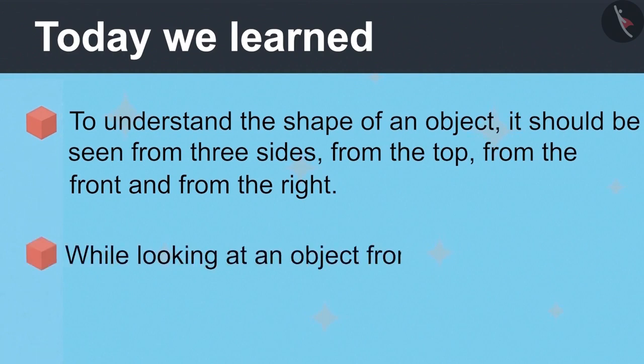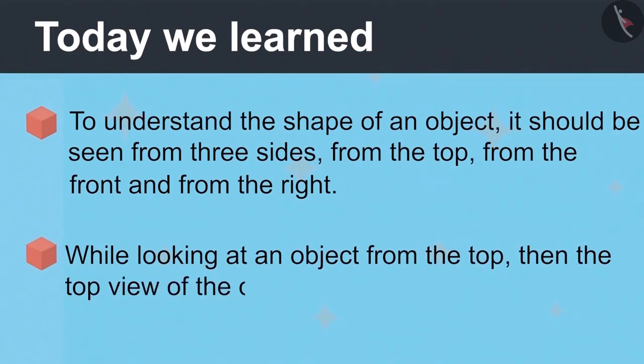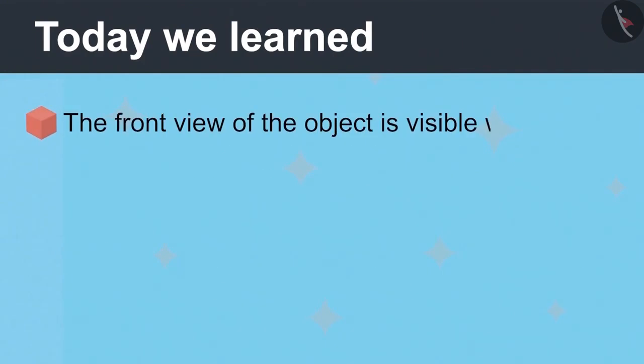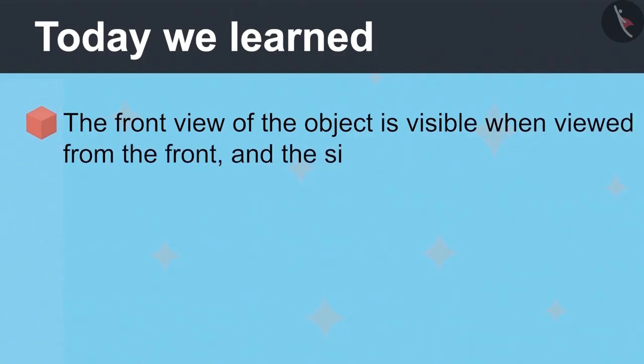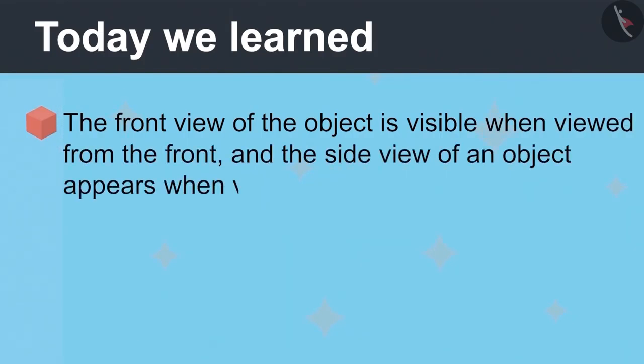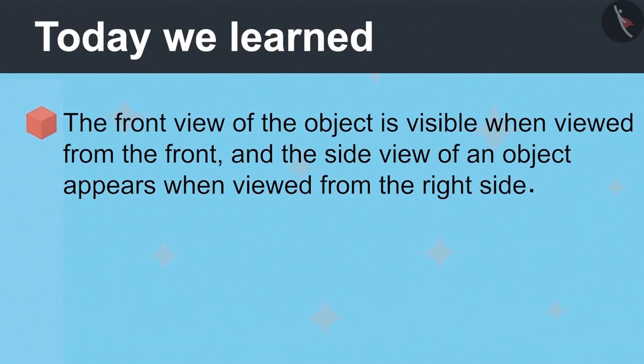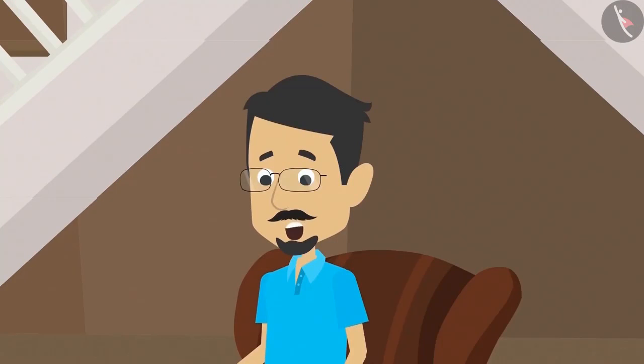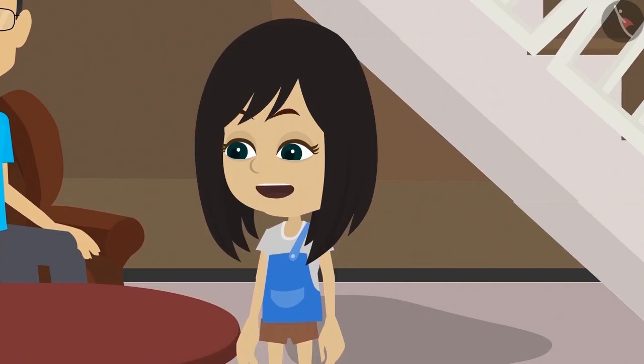While looking at an object from the top, the top view of the object appears. The front view of the object is visible when viewed from the front, and the side view of an object appears when viewed from the right side. Very well said, children. Now you both play and I'll do my work. Okay, Papa. We will go and play, and we'll tell everyone about 3D in school tomorrow.